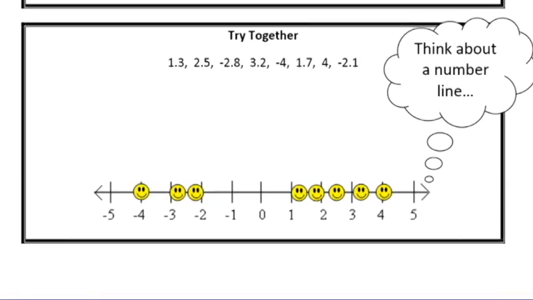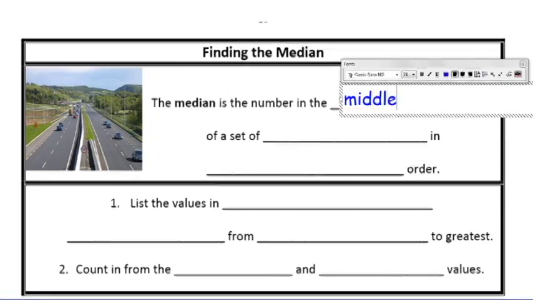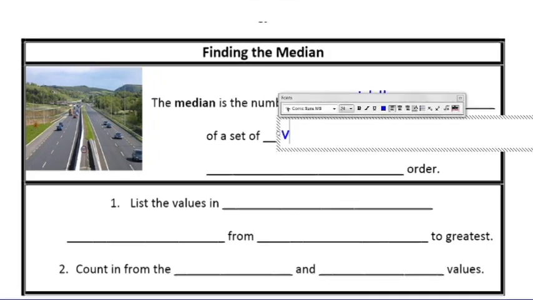To define the median, I always think of an actual median strip. That's the best way to look at the median. The median is the number in the middle. That's where the median strip is located on a highway. It's located in the middle of a set of values, which we've been looking at for the whole day and yesterday, in numeric order. That is the big part that a lot of people forget with the median.